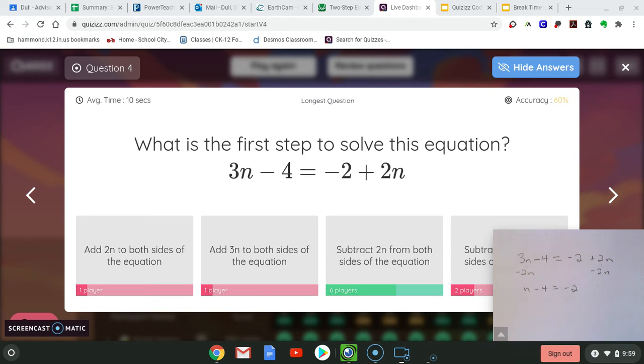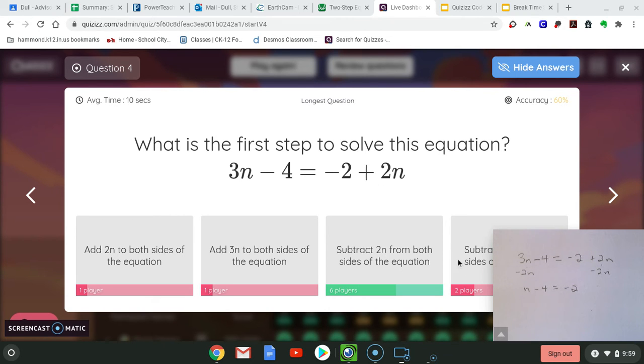Here, I'm asked to add 3n to both sides of the equation. Again, same story. This is a positive 3n. We're not looking behind it at this sign, we're looking in front of it, and I don't see a negative here, so I know this is positive 3n. So subtracting that is not going to help me. Subtract 2n from both sides of the equation. Well, that's what we settled on.